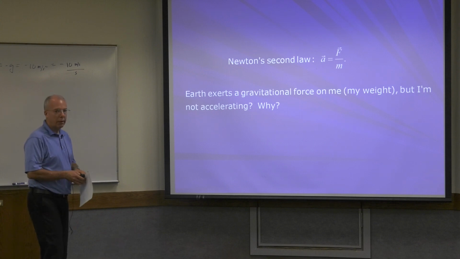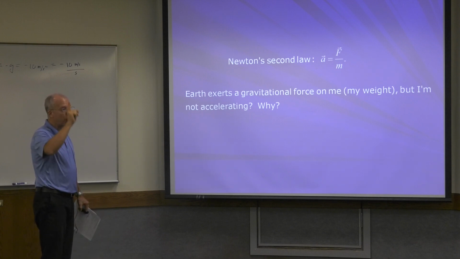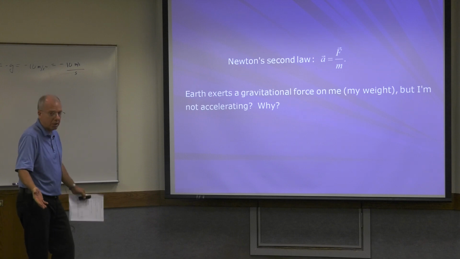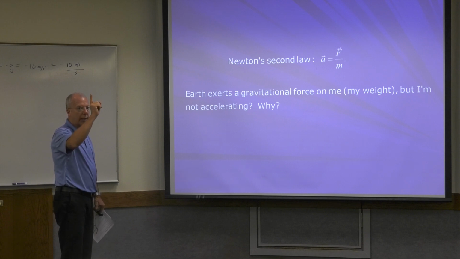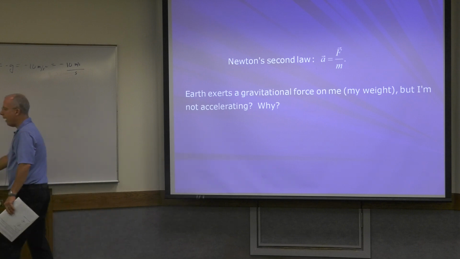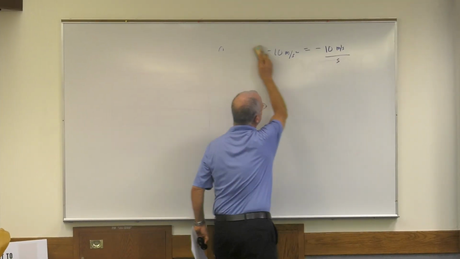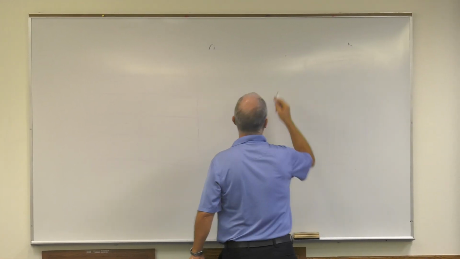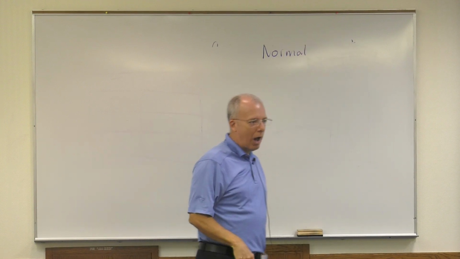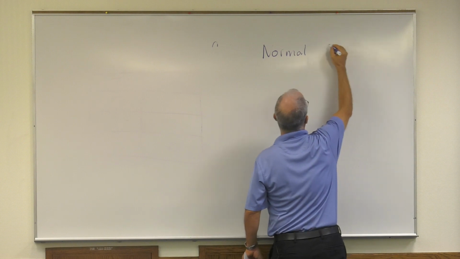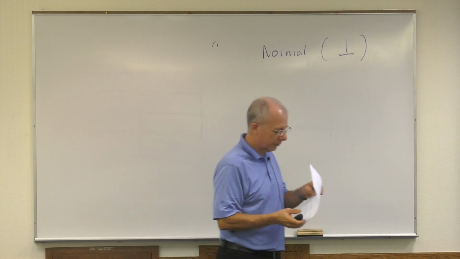Obviously, there has to be an upward force, so the net force on me has to be 0. What is exerting an upward force on me? The floor. The floor is exerting an upward force on me that cancels gravity. That force has a whole bunch of names, but most people call it the normal force. Normal doesn't mean the opposite of abnormal. It means perpendicular, so sometimes people call this the perpendicular force.